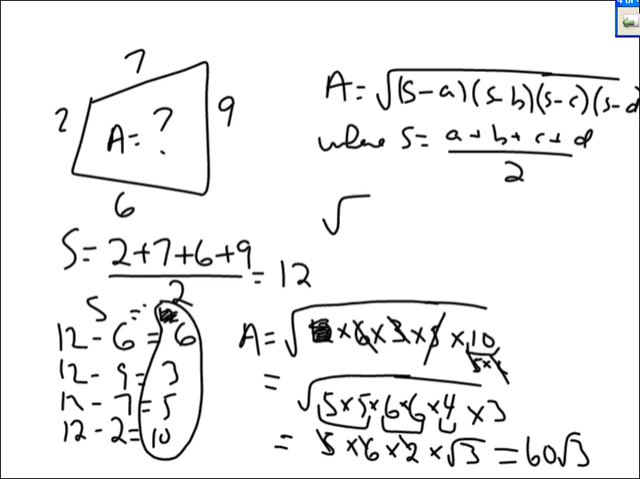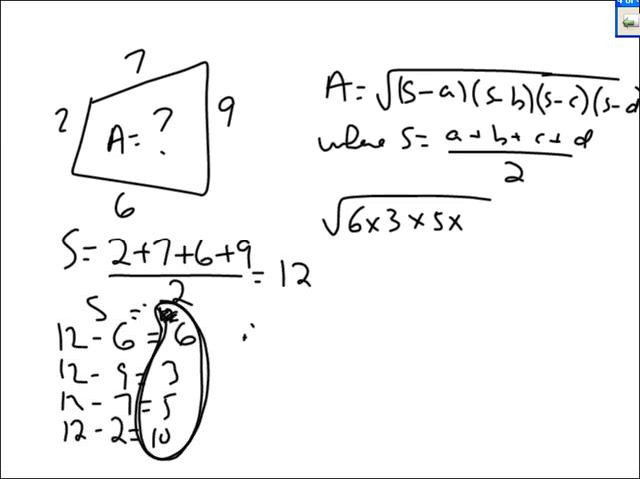So, let's just do it again. It's the product of those 4 numbers. 6 times 3 times 5 times 2. Sorry, times 10. Okay, so we just don't put S in the formula. So it's a little bit different than here on this formula.